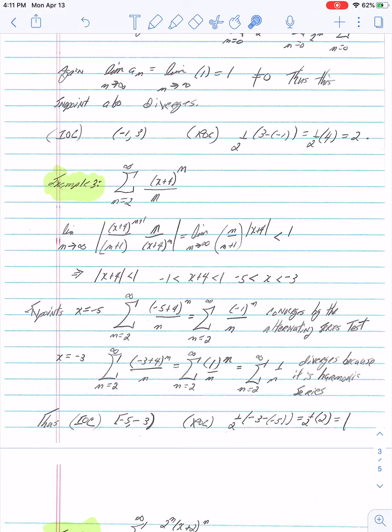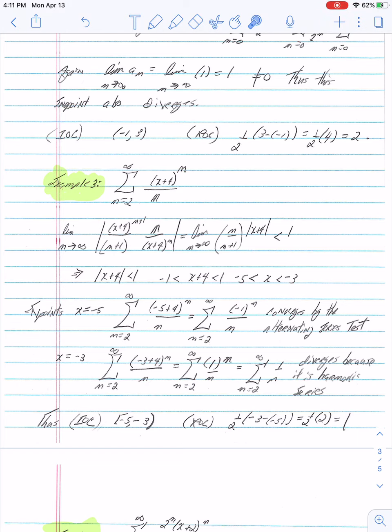Now when I check the other endpoint, x equals minus 3, I stick minus 3 in. Minus 3 add 4 is 1. I get the summation n running from 2 to infinity of 1 to the n over n, which is just the summation n running from 2 to infinity of 1 over n. And that's our old friend, the harmonic series. P series, p equal 1. What does that do? It diverges.